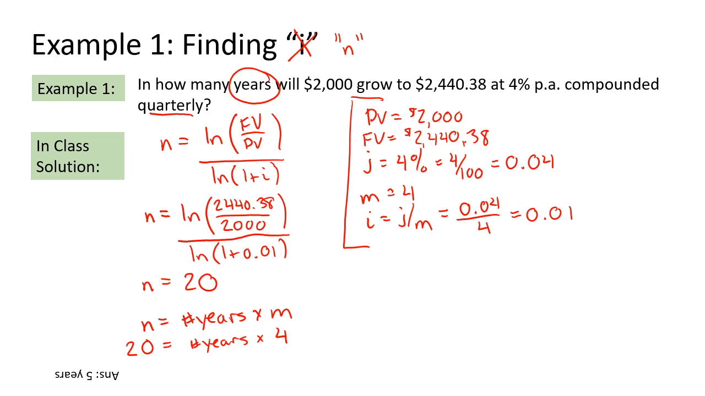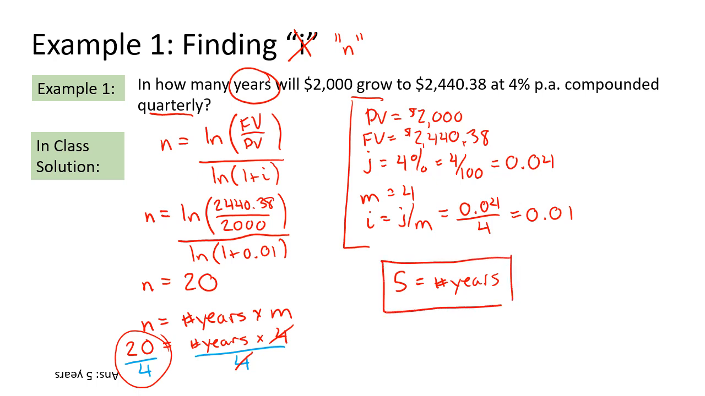To do that, we have to remove the 4 from the right-hand side. And we do that by dividing both sides by 4, right? So 4 divided by 4 cancels, and we're left with our number of years is equal to just 20 divided by 4. Or in other words, 5 is equal to the number of years. That means it would take 5 years for this investment to grow from $2,000 to $2,440.38. Okay?